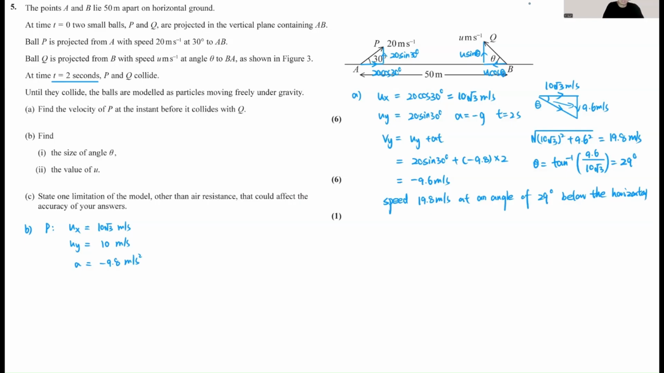And the acceleration is negative 9.8 meter per second squared. And we don't know the horizontal displacement, and we don't know the vertical displacement. And then the velocity we do know. So Vx is still the same because horizontal never changes, and then Vy is negative 9.6.